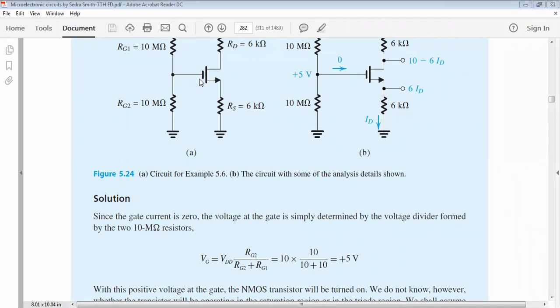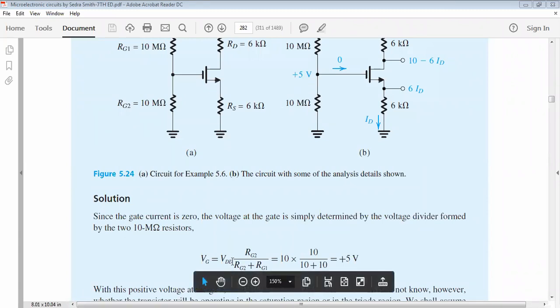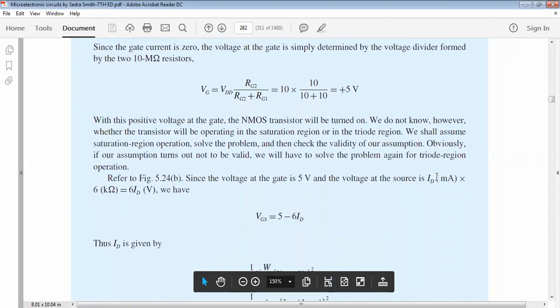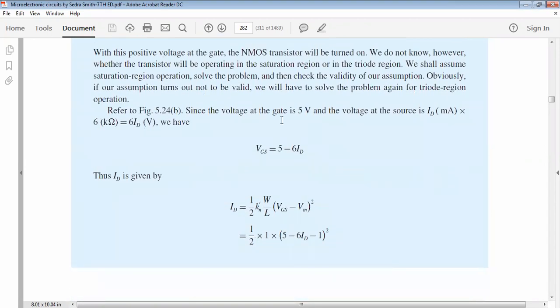One node voltage is equal to the gate voltage, which is VDD times Rg2 divided by Rg2 plus Rg1, and that is equal to 5 volts. Then, how to calculate the remaining quantities? With this positive voltage at the gate, the NMOS transistor will be turned on.